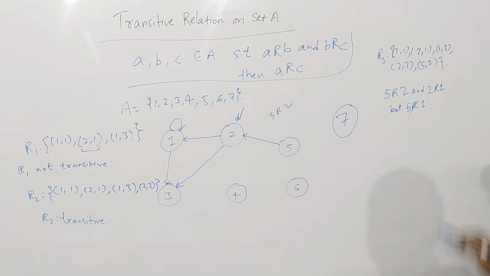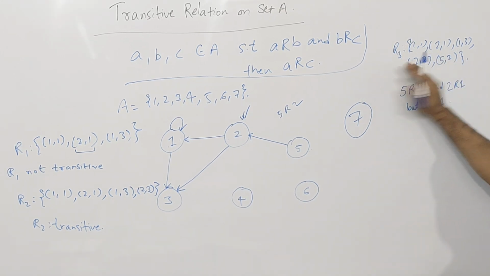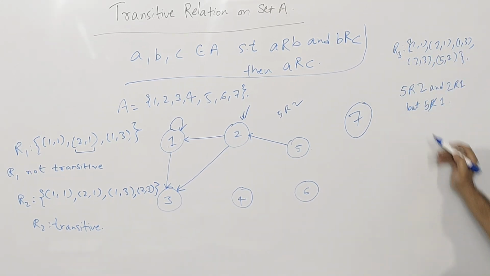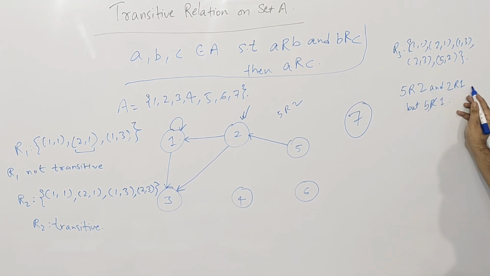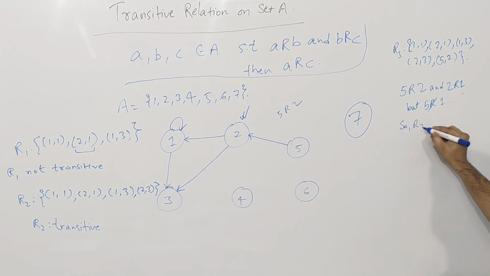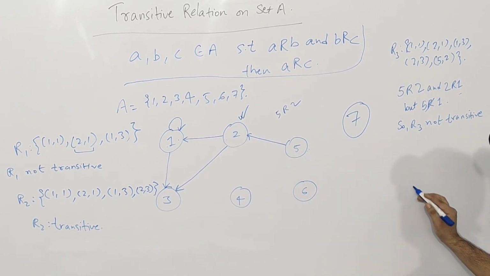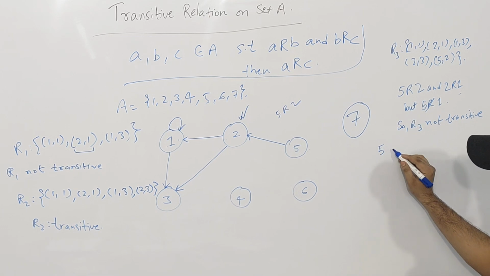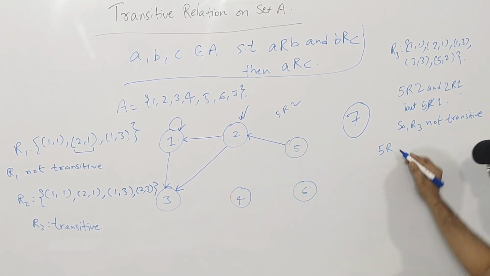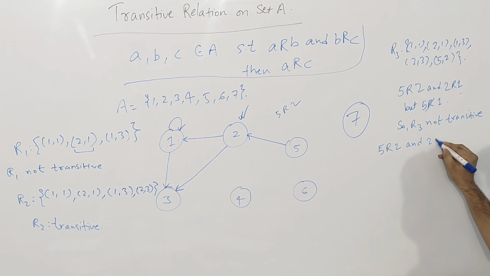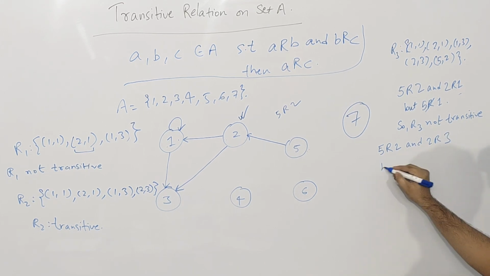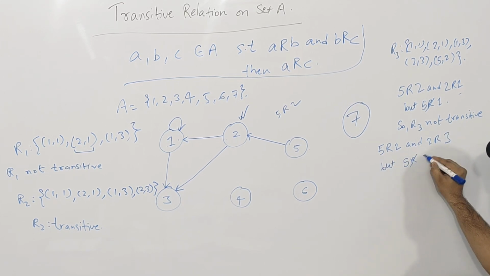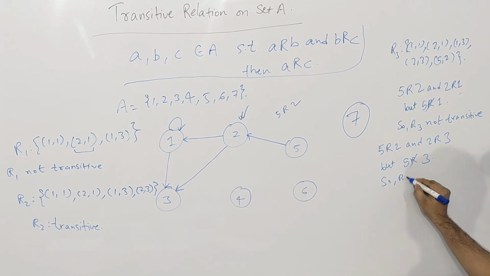This is your definition. Just from the list of ordered pairs in the set, we come to the same conclusion: 5 is related to 2 and 2 is related to 1, but 5 is not related to 1, so not transitive. So R3 is not transitive. There's another way to see why R3 is not transitive: 5 is related to 2 and 2 is related to 3, but 5 is not related to 3. So R3 is not transitive.